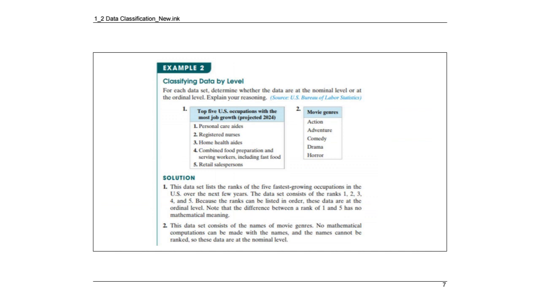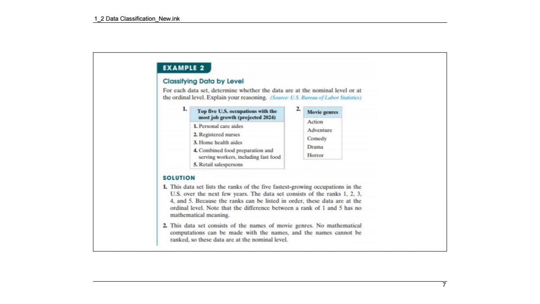Okay, let's take a look here. We have number 1, top 5 U.S. occupations with the most job growth projected for 2024: personal care aides, registered nurses, home health aides, combined food prep and serving workers, and retail salesmen. For number 2, we have movie genres: action, adventure, comedy, drama, horror.